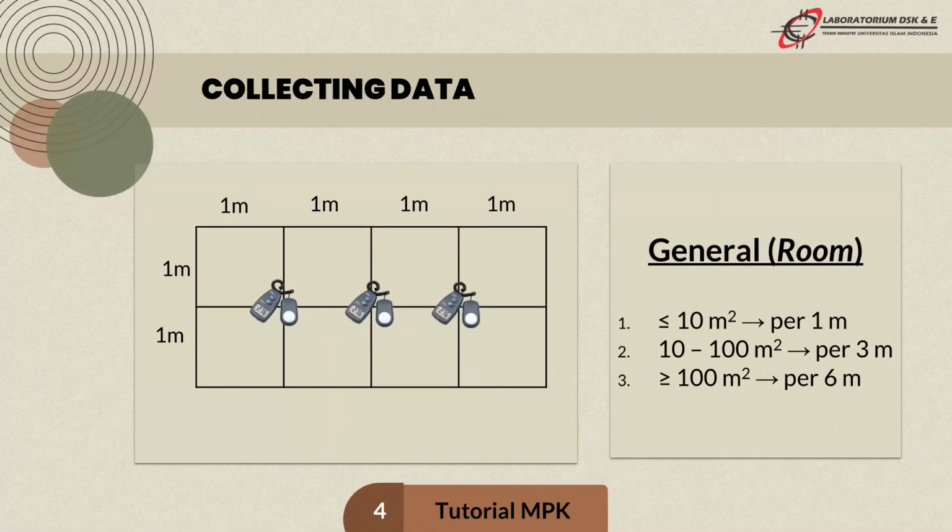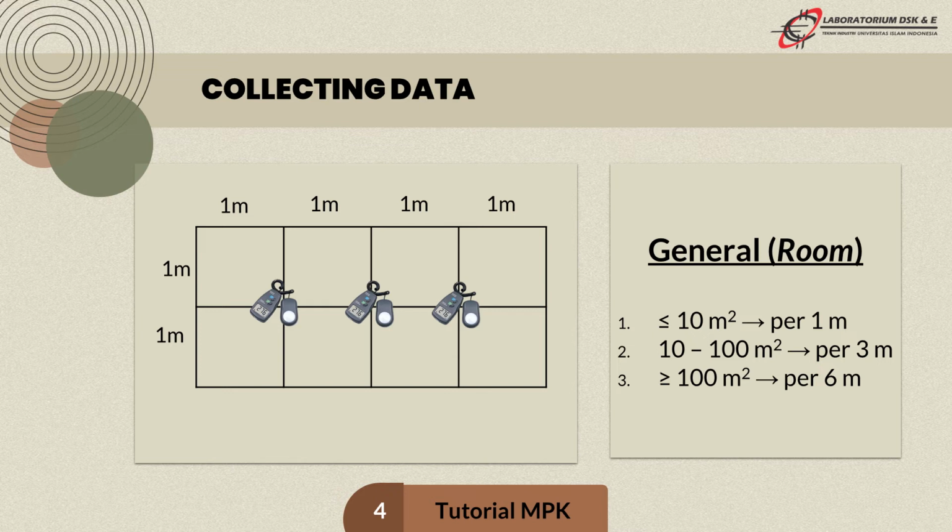And then, as you read in the module, there are two types of lighting measurement: local and general. In this slide, we will learn how to measure the general one. General measurement means measurement of the whole place or just one room. So the steps to measure the general one are: first, you should determine the area of the room.